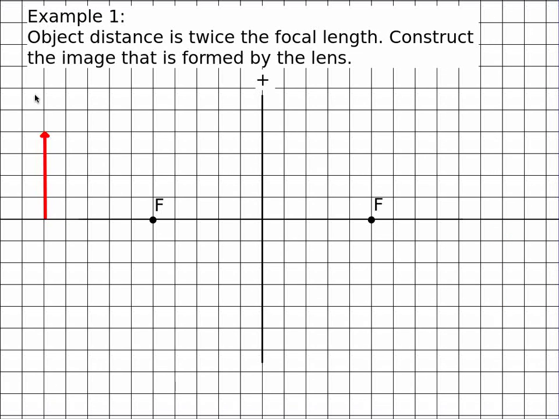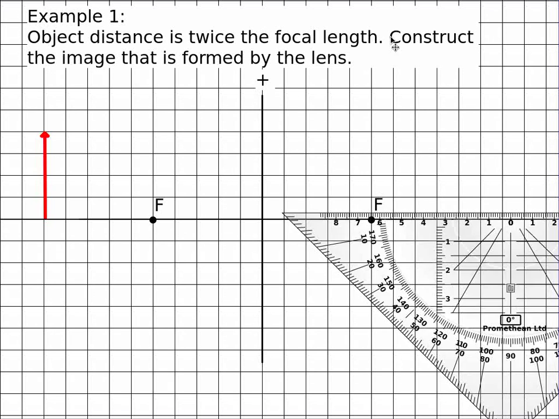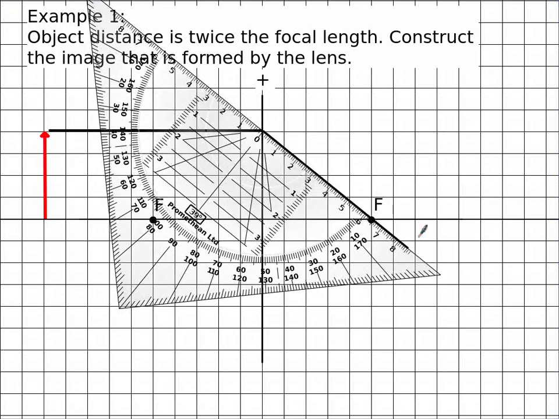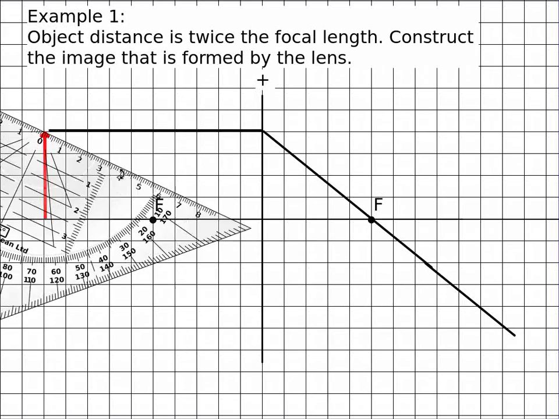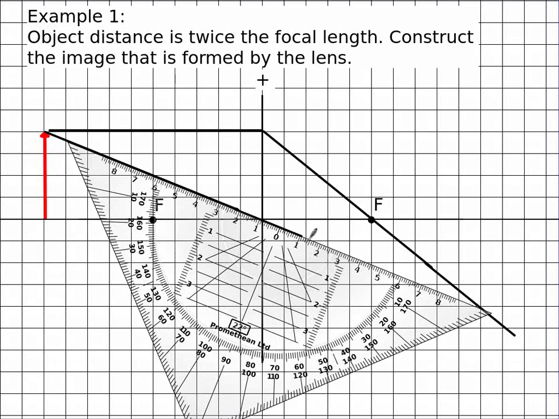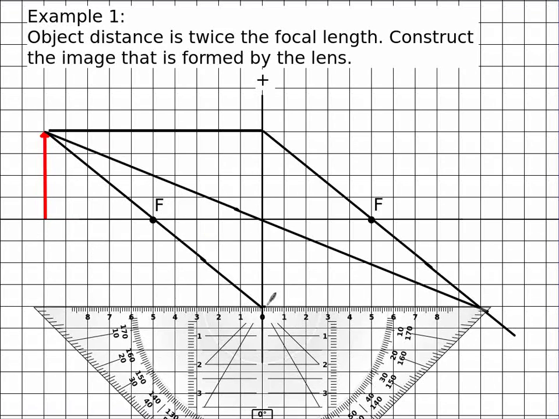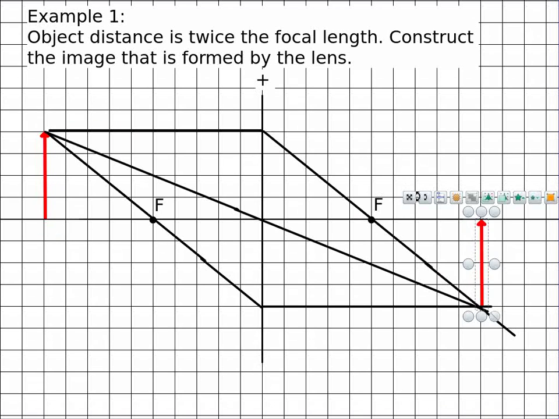Example 1. The object distance is twice the focal length. Construct the image that is formed by the lens. Now you can see that the image is upside down and has an equal size as the object, and the distance is the same as the object distance.